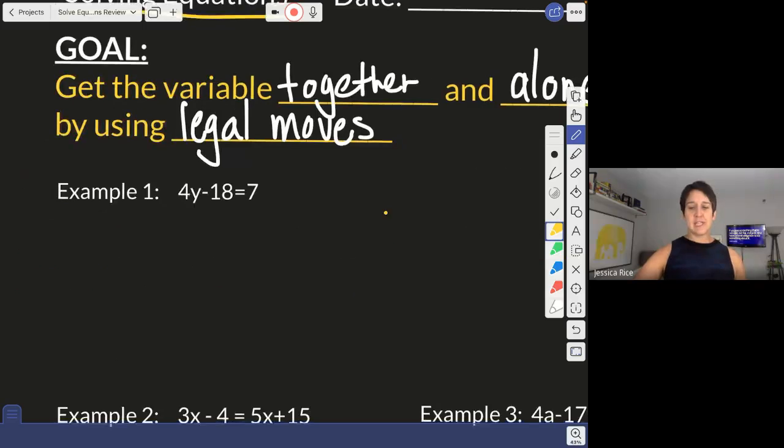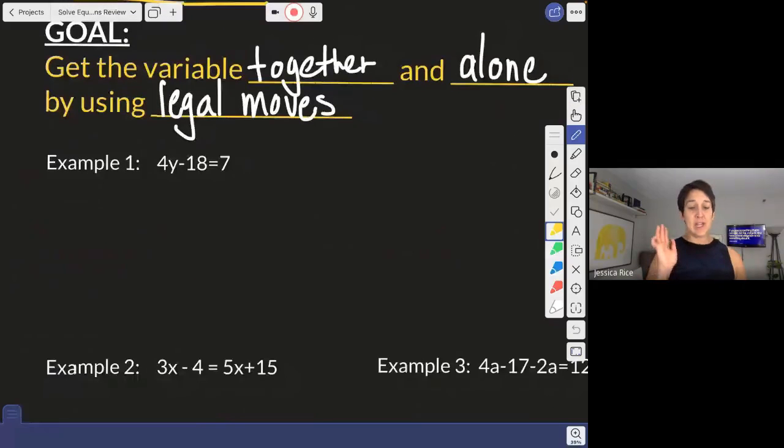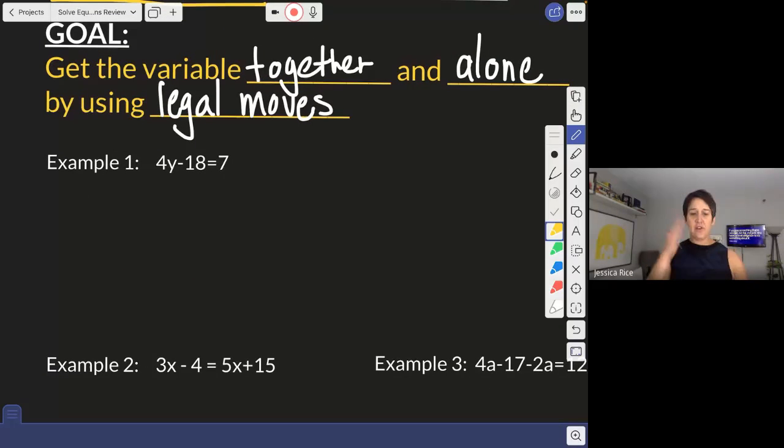So here's our first example. So get the variables together and alone. Right now I see only one variable. He's already together. There's no other y's, just that single 4y, but I need to get him alone. So my first goal is to get rid of the minus 18. So that's how I decide what I'm going to do first. Together and alone, they're already together. Now I get them alone.